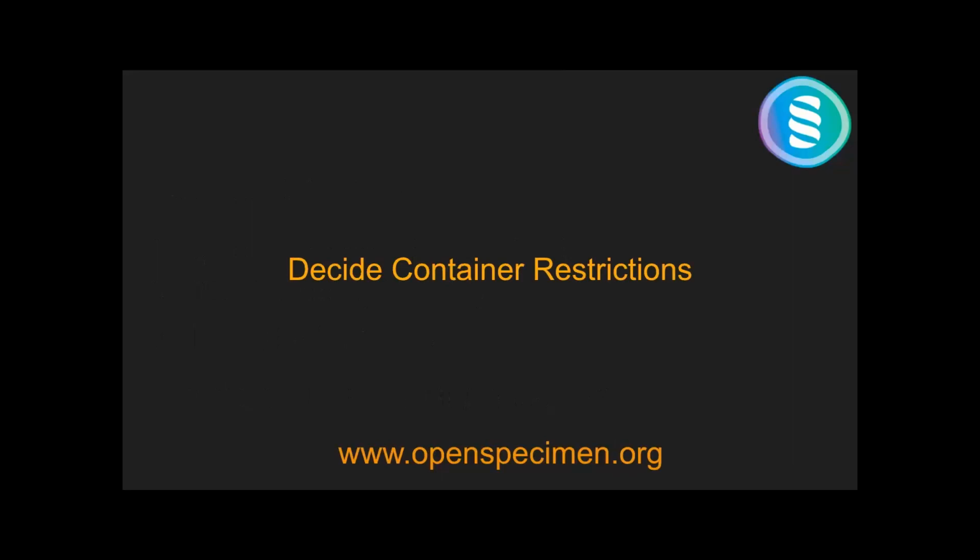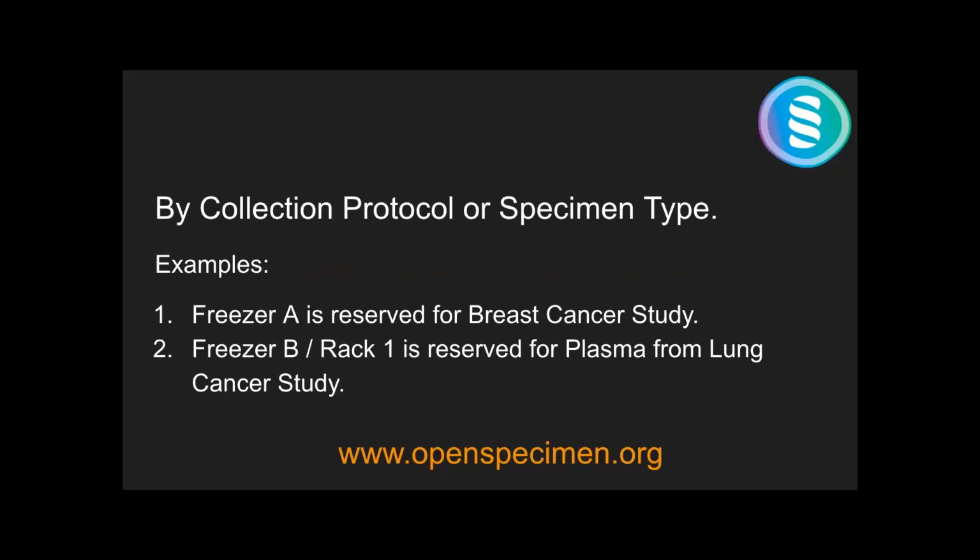Next important prerequisite is the container restrictions. So what type of restrictions do we have? First is by collection protocol or by specimen type. Many times we reserve certain freezers for a certain study. For example, freezer A is reserved for a breast cancer study.